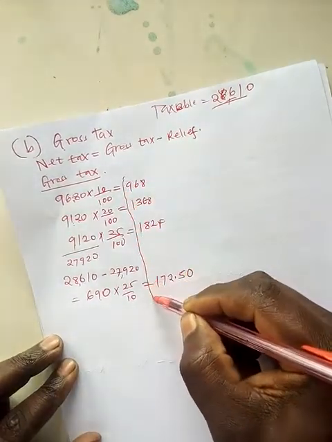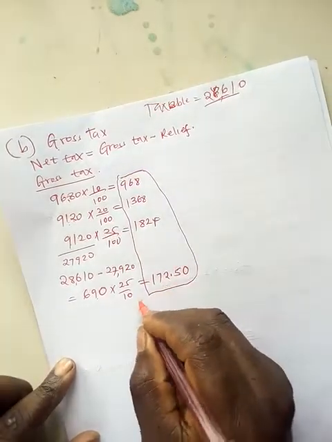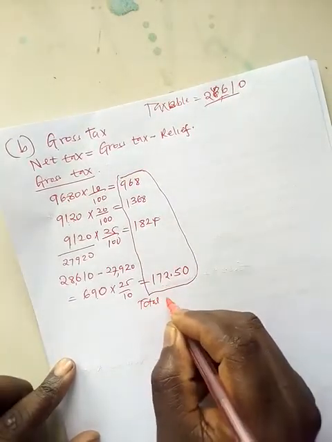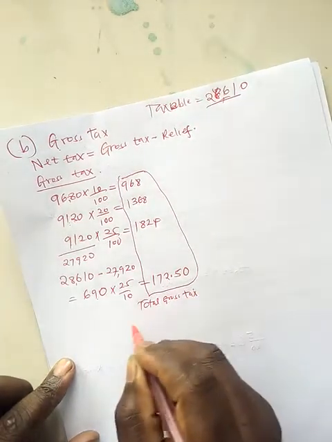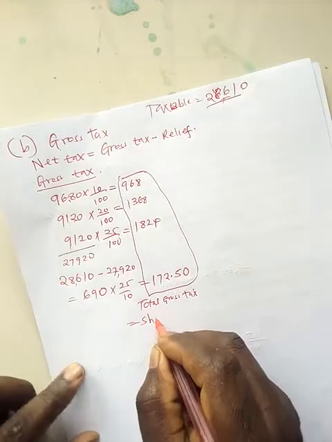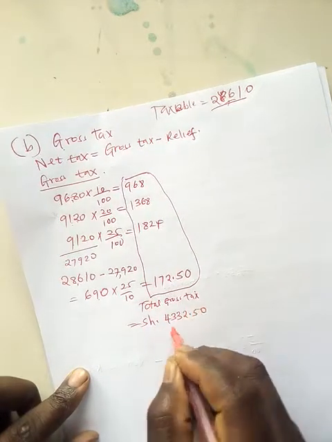So our total tax, gross tax ni hii. Gross tax sasa ni hii tumecalculate. Hii hivi inaitwa gross tax. Total gross tax, which will be equal to Kenya shilling 4,302.50. That's one.